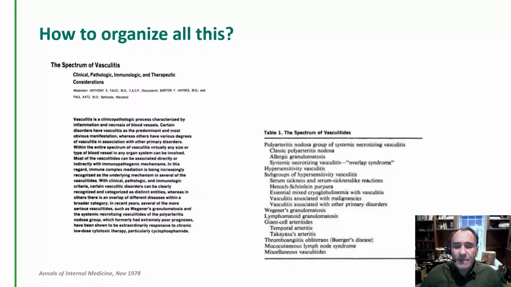So you have all these eponyms floating around. One of the questions is, well, how to organize all this? And a very important paper that came out in the Annals of Internal Medicine in 1978 tried to do this for the first time. They called it the spectrum of vasculitis. I should notice this came out of some people at NIH, and the lead moderator who wrote this paper was Anthony Fauci. This talked about vasculitis being a clinical pathologic process characterized by inflammation and necrosis of blood vessels.